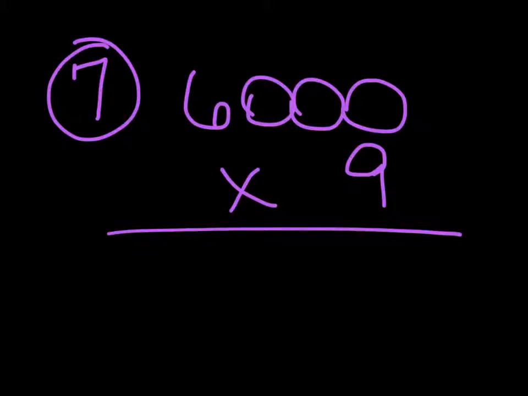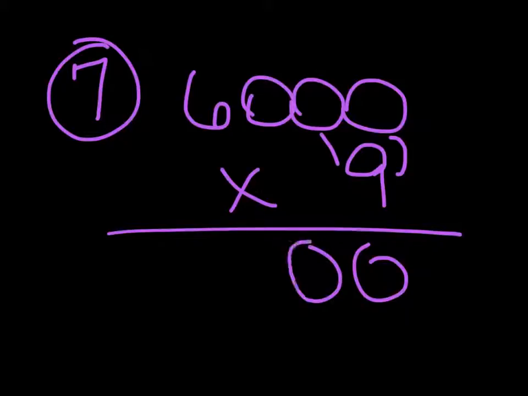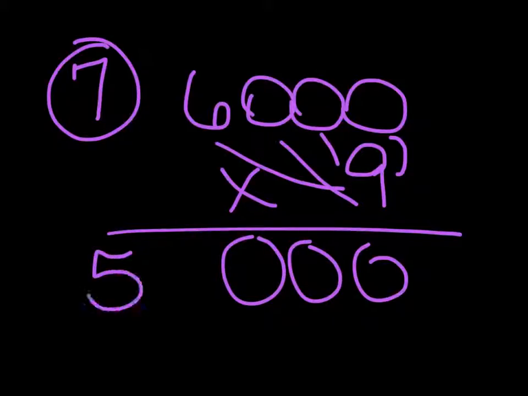Number 7, you have 6,000 times 9. 9 times 0 is 0, 9 times 0 is 0, 9 times 0 is 0, and then 6 times 9 is 54.